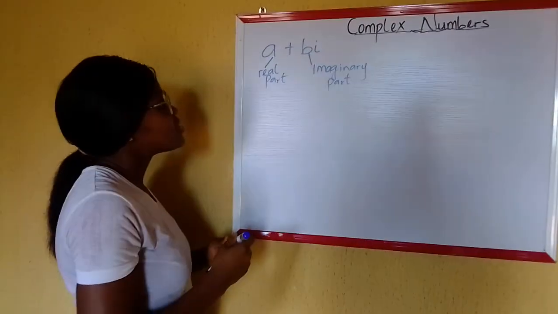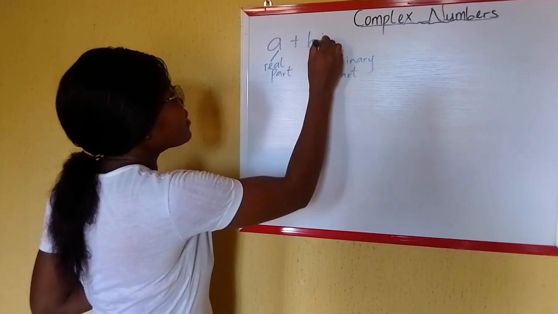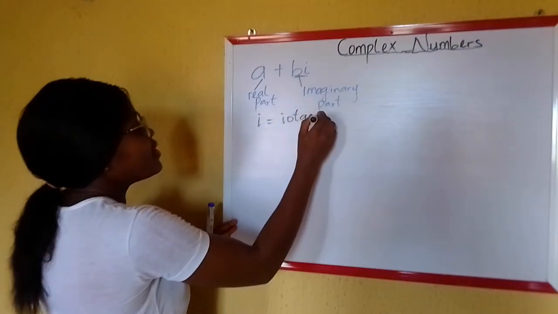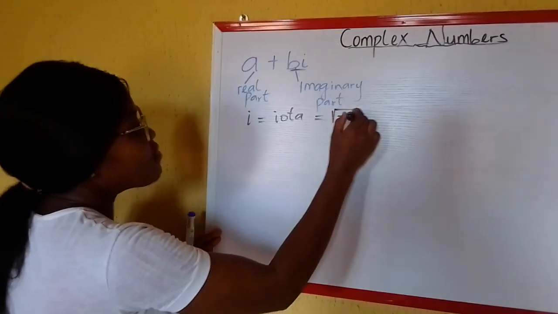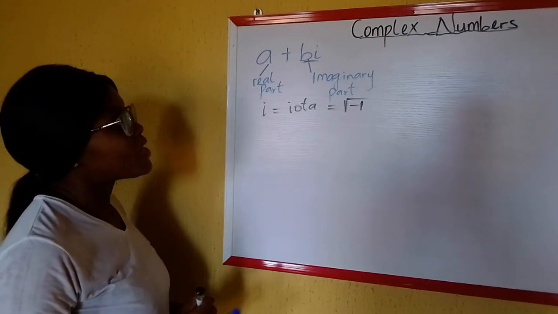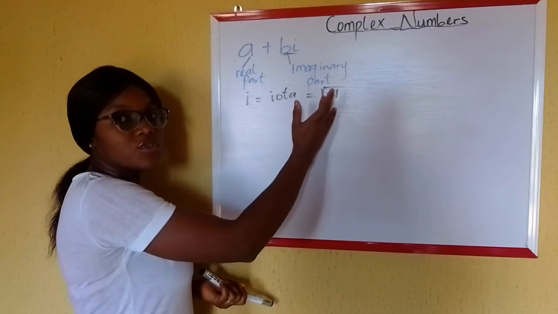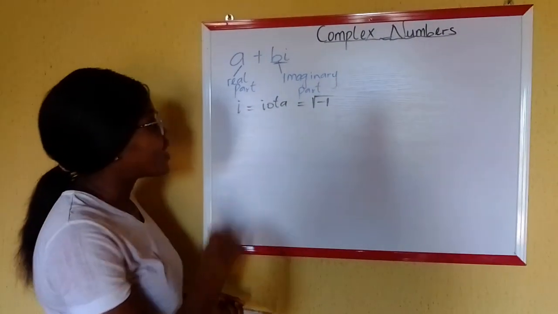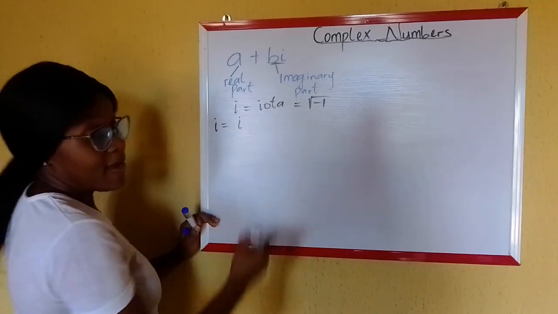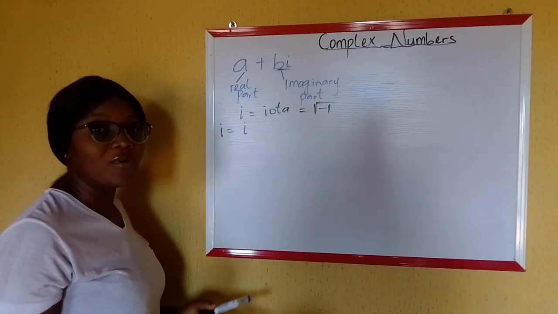Now, in this case, this i stands for, you can call it iota, and it is equal to the square root of minus 1. So when we are talking about complex numbers and you see i, it simply stands for the square root of minus 1. Okay, let's have fun. i is equal to i, because the square root of minus 1 is still the square root of minus 1.